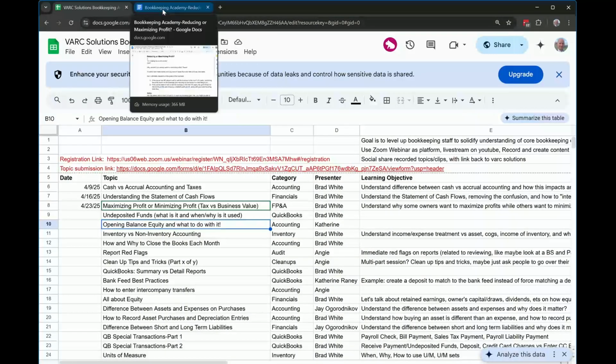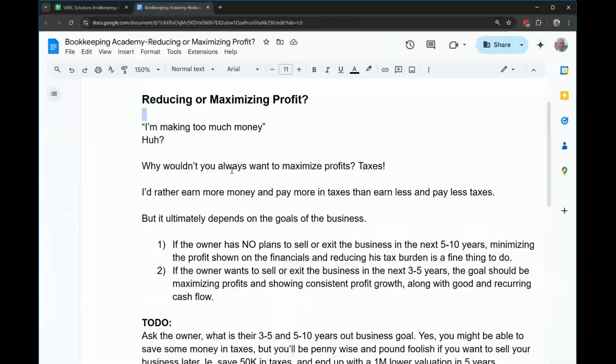But let's start with the basic fundamental question, and that is, should I be focused on reducing profit or maximizing profit? I hope for most of you, that's a strange question to ask. It is a strange question to ask.